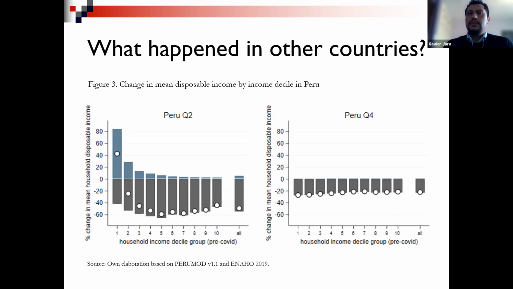Now, if we move on to the end of 2020 for Peru, we observe a similar picture as in Ecuador. The economy recovers. We still observe a drop in mean disposable income, now of around 20% for the whole population. And as was the case in Ecuador, because COVID emergency policies in Peru were designed as a lump sum one-off payment in the second quarter of 2020, there is no effect of COVID-related policies mitigating the drop in earnings by the end of 2020, simply because these policies were not preserved until the end of the year.